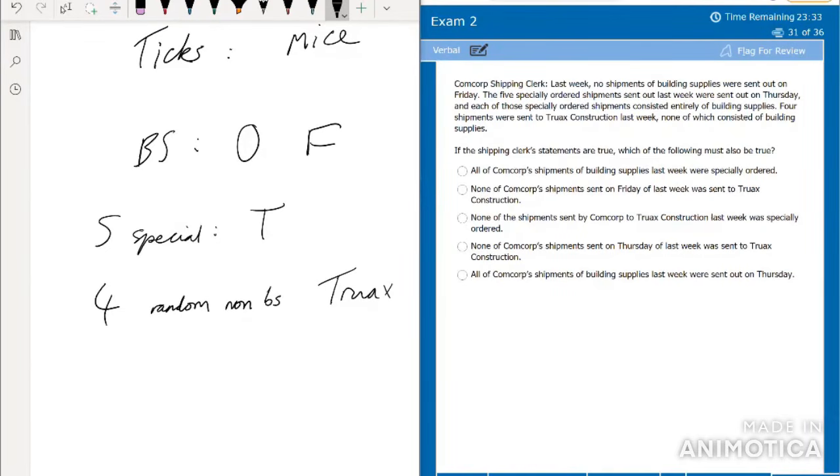None of Comcot's shipments sent on Friday of last week were sent to Truax Construction. No, we don't know that. None of the shipments sent to Truax Construction last week were specially ordered. That we do know, because the only specially ordered ones were building supplies, and they didn't have building supplies delivered. What about D? None sent on Thursday. No, we don't know that. Okay.